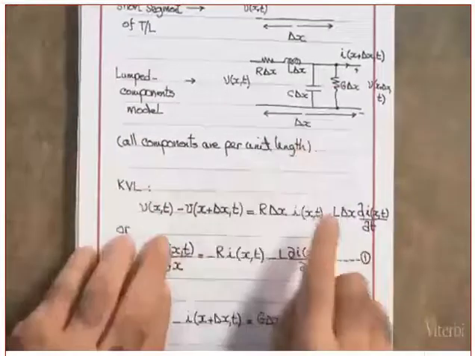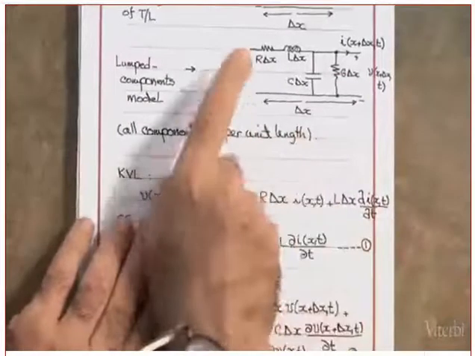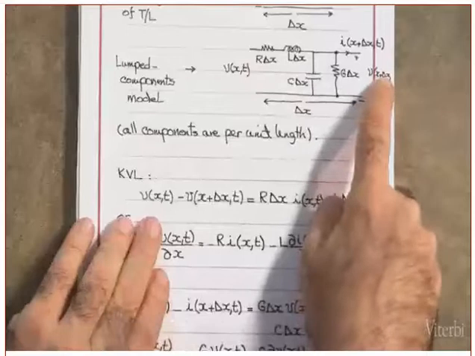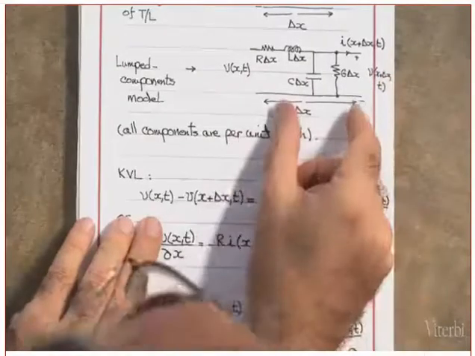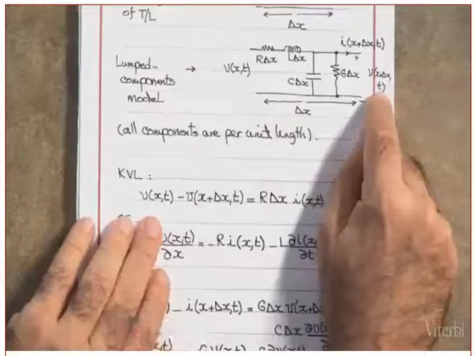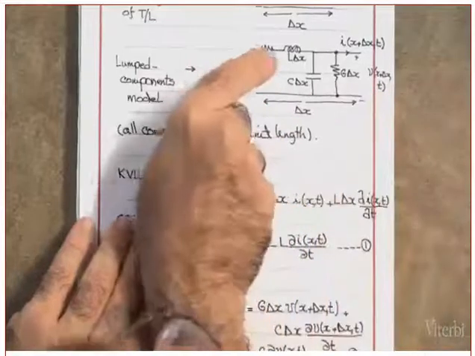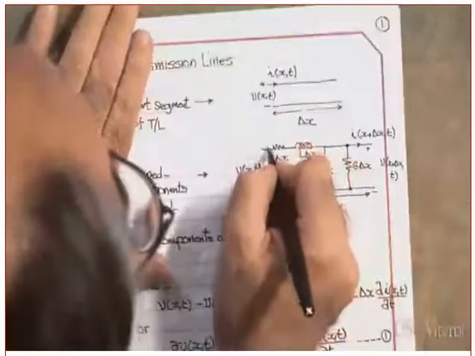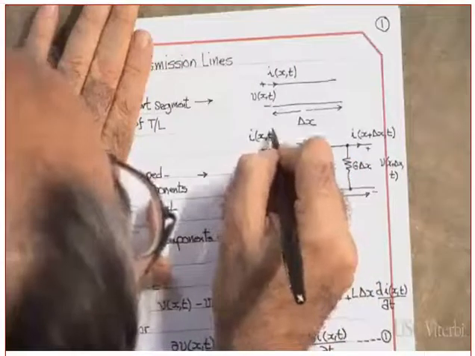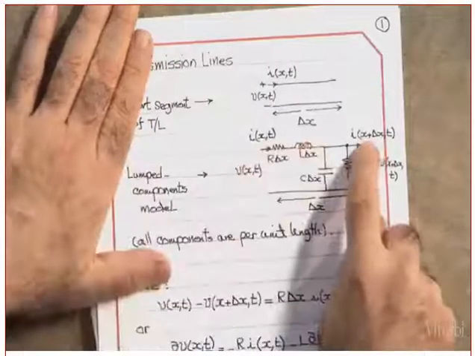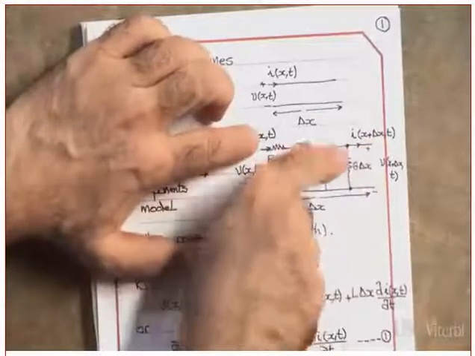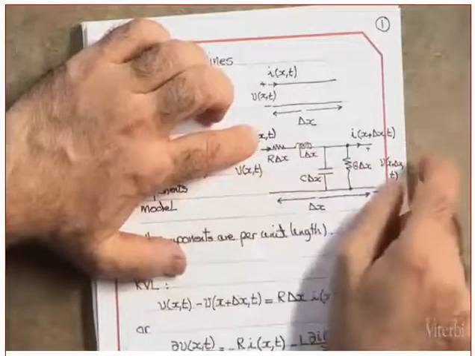Oh, so now help me with the equation. This voltage is V of x, t. This one is V of x plus delta x, because this one is delta x here. So it's V of x plus delta x comma t. Same thing with the current. This is I of x, t. What is this current? I of x plus delta x, t. Are they equal? They are not equal because there will be some current coming in here. Yes or no? Okay, good.